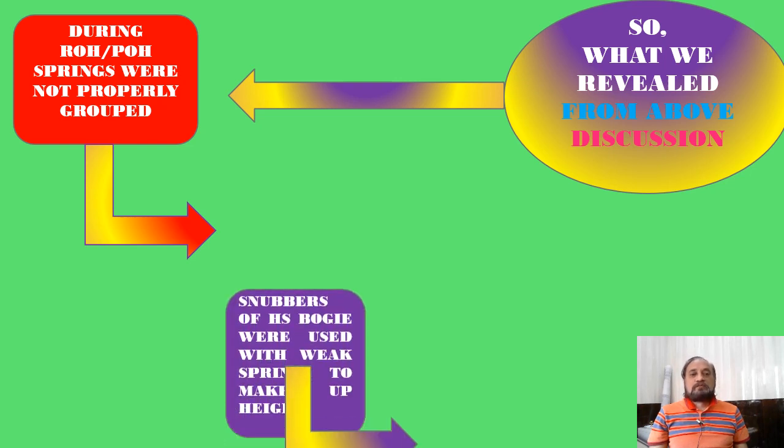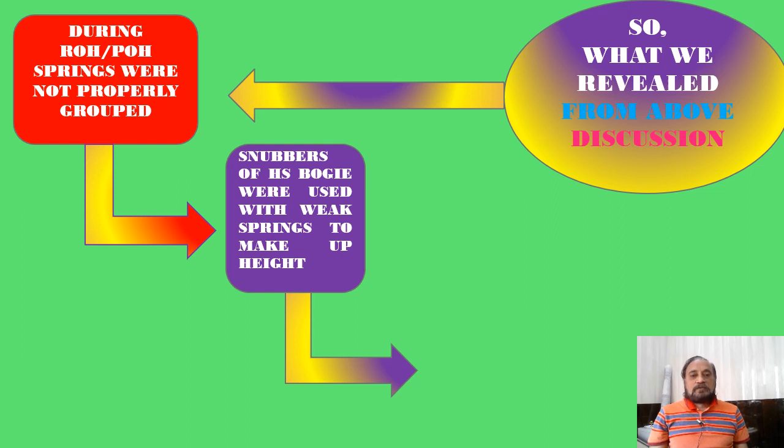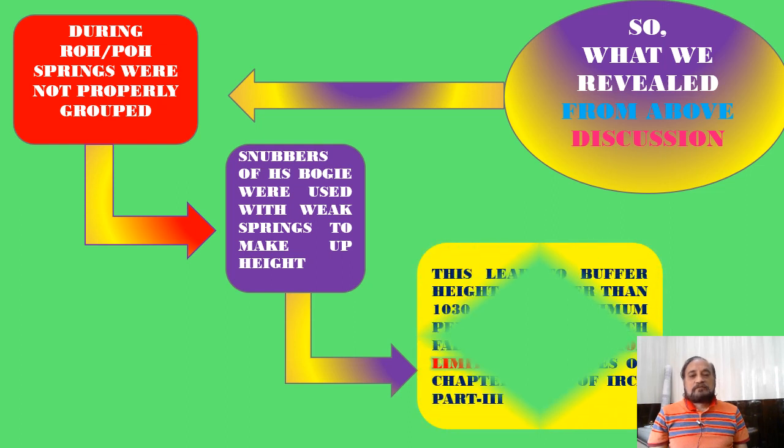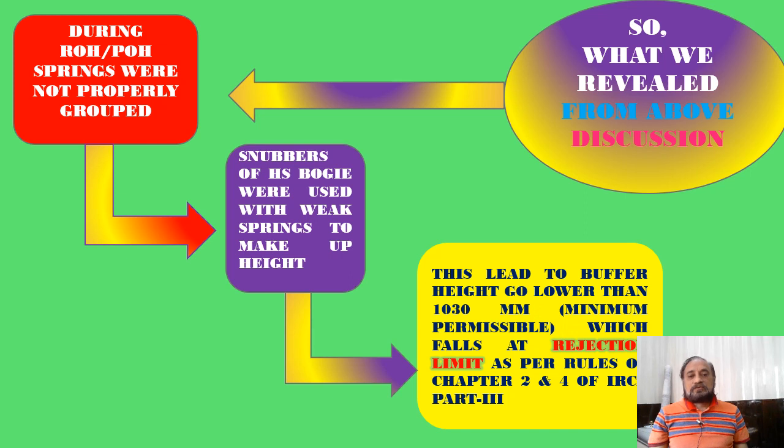So what we have revealed from the above discussion: during ROH and POH, springs were not properly grouped. Snubbers of HS bogie were used with the weak springs to make up the buffer height. This led to buffer height going lower than 1030 millimeter, which falls at rejection as per rules of chapter 2 and 4 of IRCA part 3.